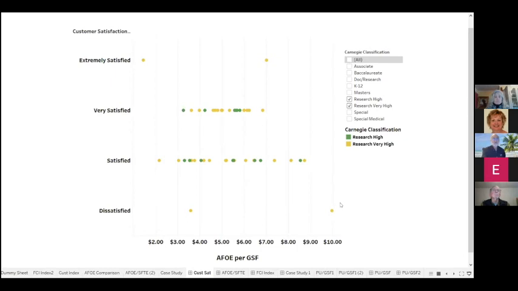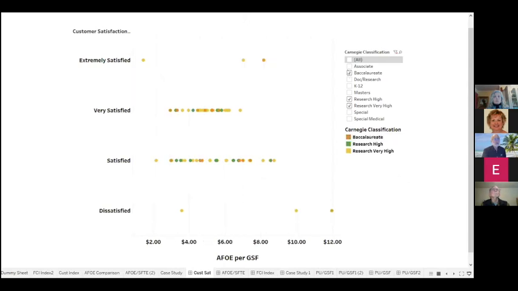Okay, so again, here there's a wide range between extremely satisfied at less than $2 a square foot versus one at $7 a square foot. So at least in one campus, it's possible without spending very much money to have your customers extremely satisfied. There's a number of ways to get to that high customer satisfaction.